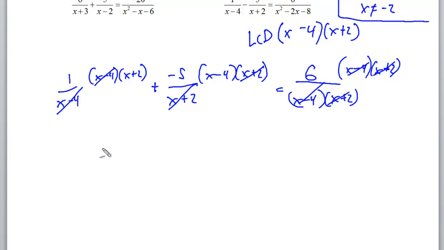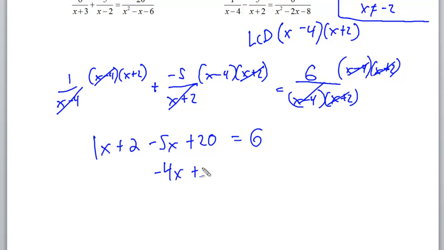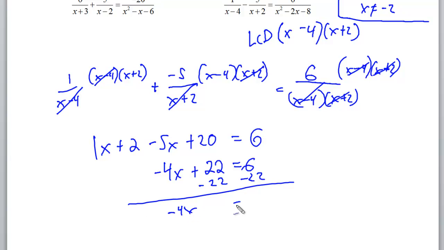So here's what we got left. 1 times x plus 2 is just x plus 2. Negative 5 times x minus 4 is negative 5x plus 20. And then what we have is 6, because everything else simplified over here. Now let's keep working. X minus 5x is negative 4x, because that's really 1 and negative 5. 2 and 20 make 22 equals 6. Subtract 22 from both sides. Negative 4x is equal to negative 16. Divide both sides by negative 4. X is equal to positive 4.